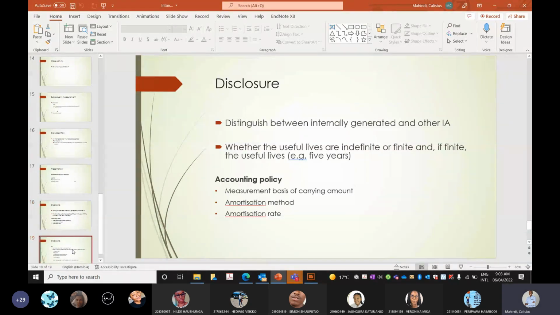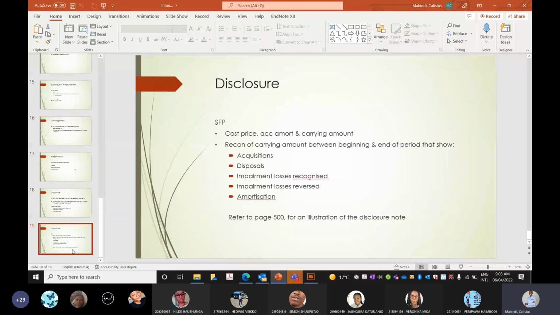Okay, so what is your intangible asset note? You're just reconciling the cost price and accumulated amortization and the carrying amount at the beginning of the period to the carrying amount at the end of the period. So this note looks exactly like a PPE note, or an investment property note. You're going to show any acquisitions, any disposals, any impairment losses that were recognized or reversed. You're going to show any amortization.